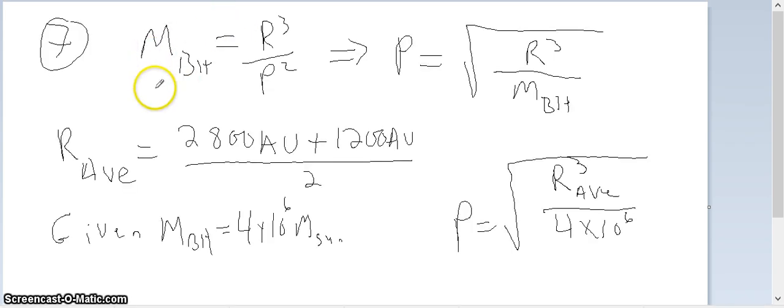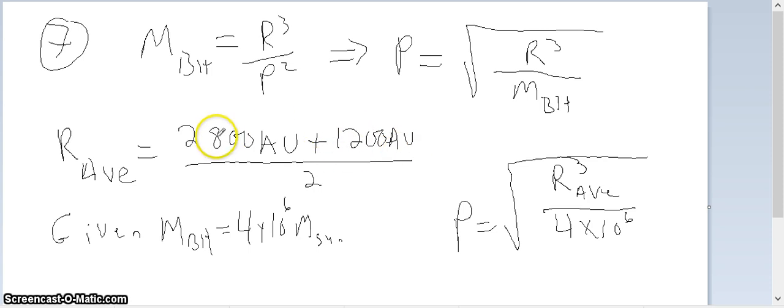For number 7, we're going to use this formula. The mass of the black hole is equal to r cubed over p squared, where r has to be, of course, in astronomical units, and p is going to be in years, and the mass has to be in solar masses, or some number times the mass of the sun, which, by the way, is given to us initially. The mass of the black hole is 4 million times the mass of the sun. The only trick to this one really is you just have to rearrange this equation and solve for the period, which I've done right here. The period would be the square root of r cubed over the mass of the black hole.